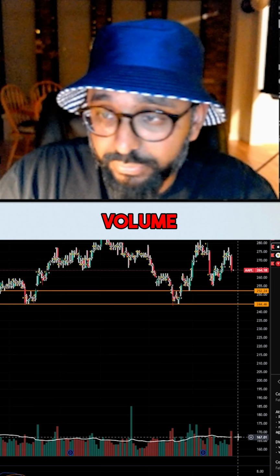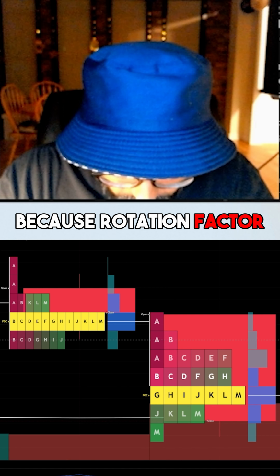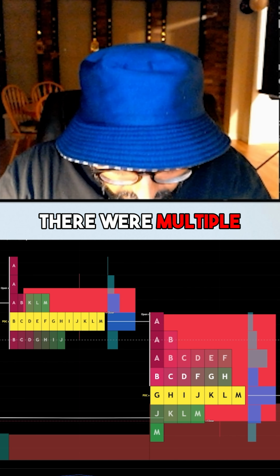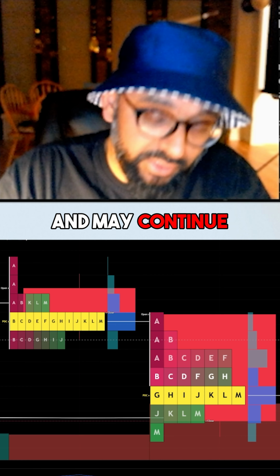It's above average volume. On high participation or high volume, price action was down because rotation factor was -2, and ultimately value was also down compared to yesterday. There were multiple range extensions to the downside. This suggests sellers are in strength and may continue to test lower prices.